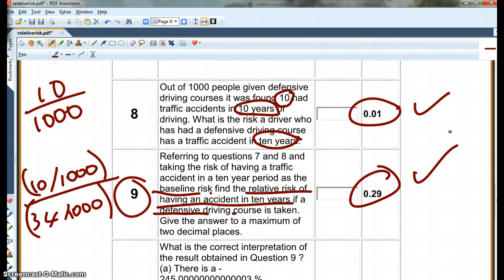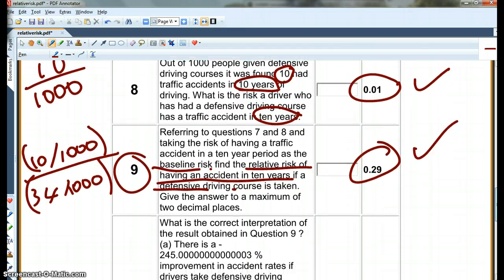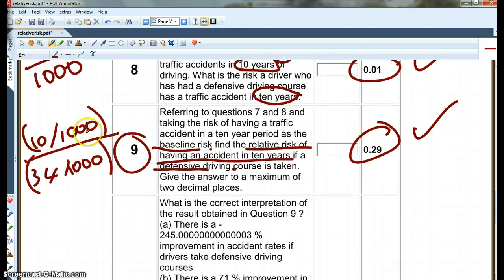But it's the meaning of it that you can easily get tripped up on. So you really have to stop and think about the language. And I think it's best if you actually write it down. So this 10 out of 1000 was what? This was having an accident when you've had a defensive driving course. And then this one was having an accident. Okay? So what does it mean?